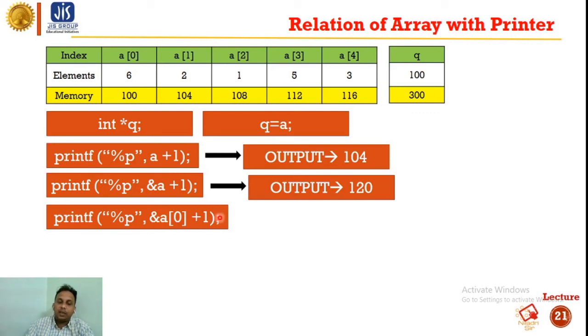What is the output of ampersand a0 plus 1? That means the address of the first value plus 1, that means 104. But this one is different. Remember this one: ampersand a plus 1 means the complete array address plus 1. That is the next address after 119, so the next array or variable will start from 120.